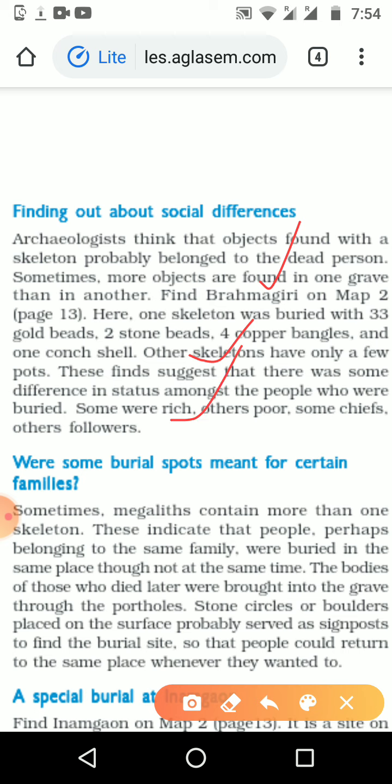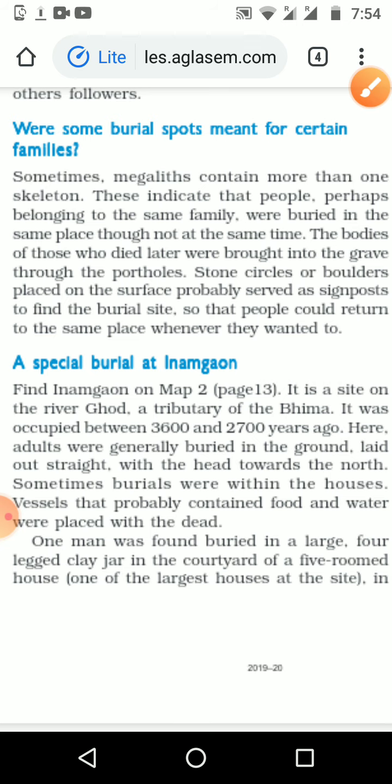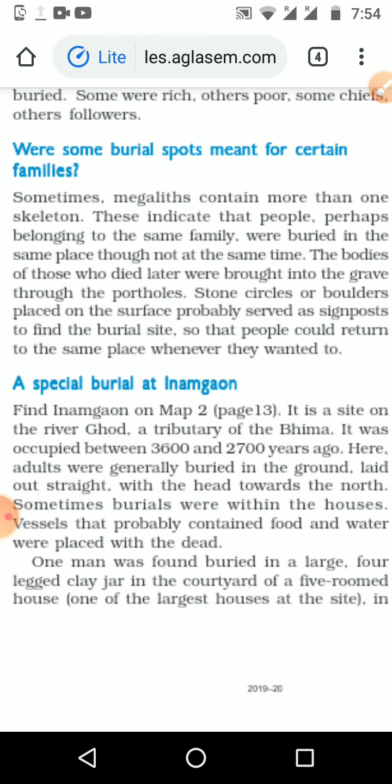Some may be rich and poor, or the village headman, or the king, not like kings nowadays, or the priest of that area. Some special people got a special type of burial compared to other people, and the archaeologists are reaching that conclusion. And were some burial spots meant for certain families? We know a public burial place is not meant for any particular people, it is meant for everyone. We are thinking about the olden days, the megalithic time, whether there were any special burial places for particular people.